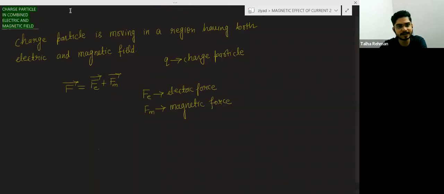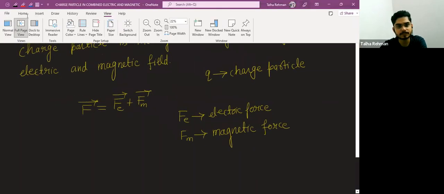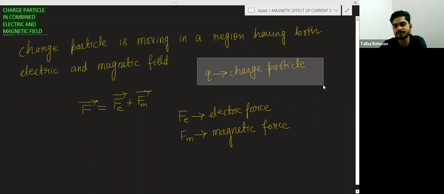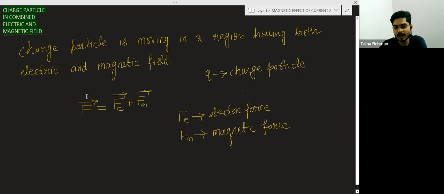So, charged particle in a combined electric and magnetic field. The charged particle is moving in a region having the electric and the magnetic field. And I am supposing Q is the charged particle. And I have told you that the total force on the charged particle will be the electric force and the magnetic force.